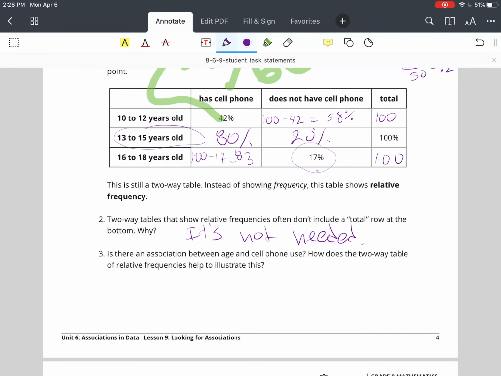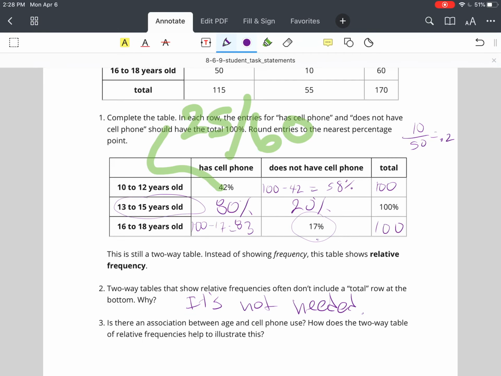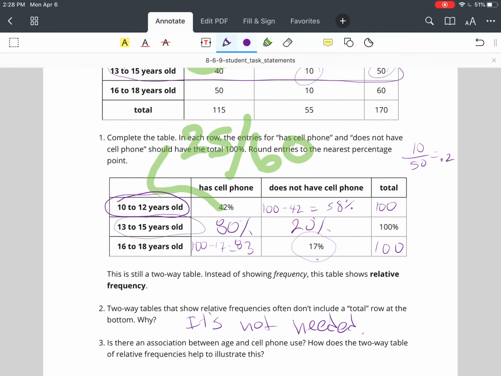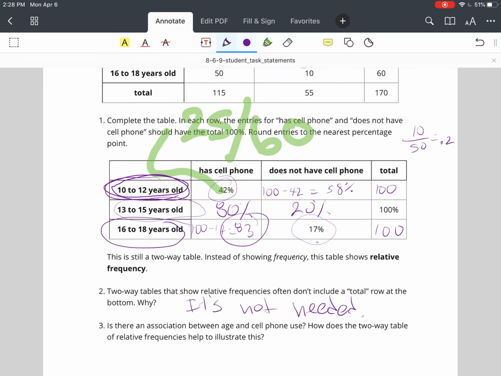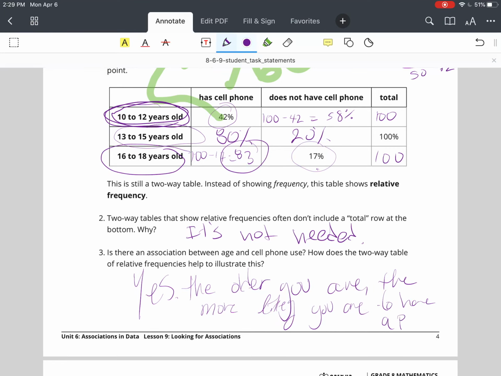Is there an association between age and cell phone use? Do you think the older you are, you'll use your phone more, or do you think the older you are, you'll use your phone less? Let's take a look at this. Here is where some of you fell when you were a 6th grader or 7th grader. Only 42% have a cell phone, but by the time you're in high school, 83% have a phone. So do you think there's an association? The older you are, the more likely you'll have a phone? Yes. The older you are, the more likely you are to have a phone.